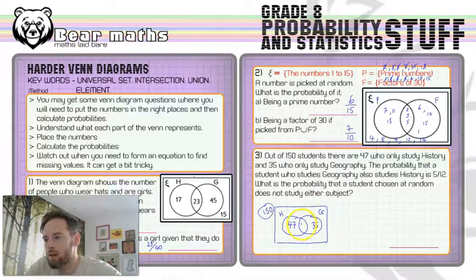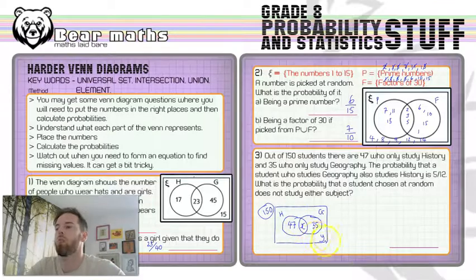So what we're doing is saying we don't know that number, and we also don't know that number, so I'm going to call them X and Y. Now, the probability that a student who studies geography also studies history is 5/12, so we can form an equation and solve that equation to work out what X is here. If we can work out what X is, then we can work out Y, because we know that everything has to add up to 150.